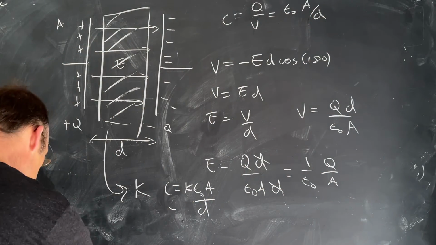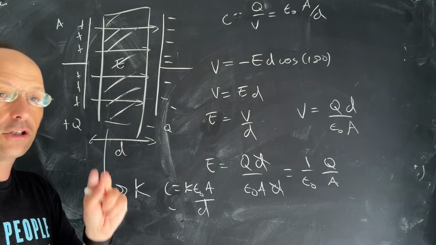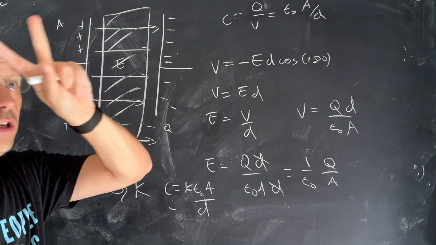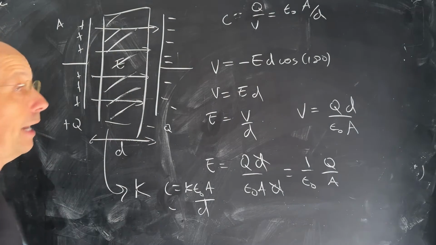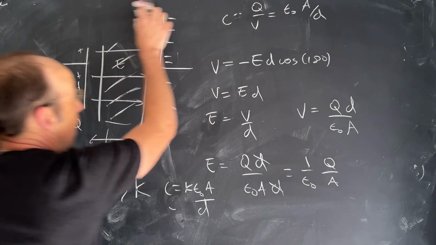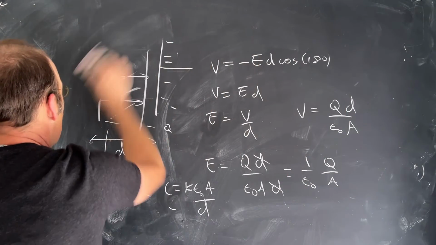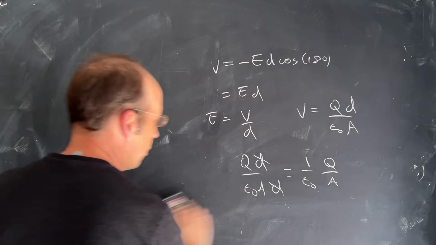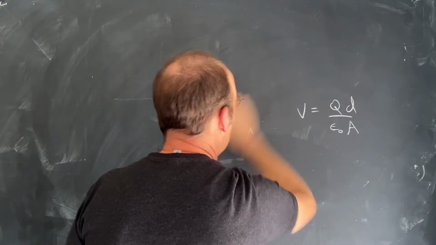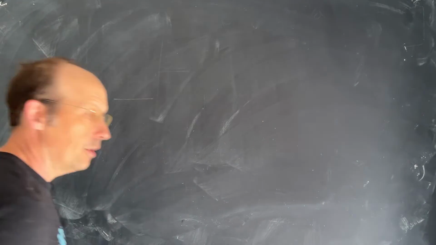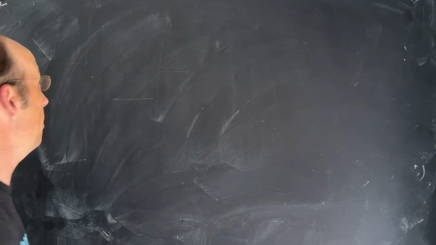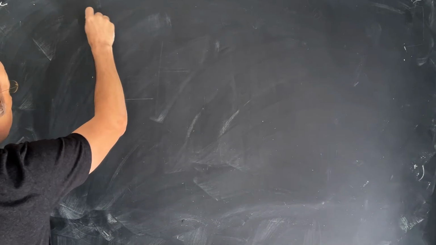Okay. Now we have some algebra to do. What happens if I have two capacitors and I connect them together? Let's use a little algebra here to figure out what's going on. There are two different ways to connect two capacitors. So this first way is called series.